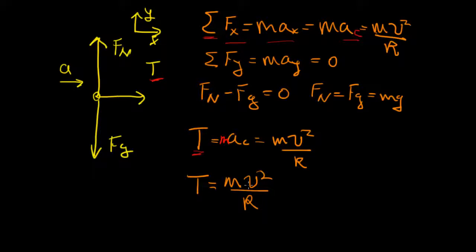Notice that if I want to double the speed of the object, it takes 4 times as much tension. Or if I want to halve the radius, it takes twice as much tension. For two objects moving at the same speed, the one with the shorter radius is accelerating at a greater rate and therefore needs a greater tension. Similarly, if I go to a slower velocity, it requires less tension. And so the tension goes as the square of the velocity and inversely proportional to the radius.